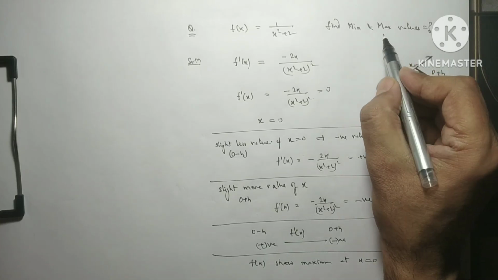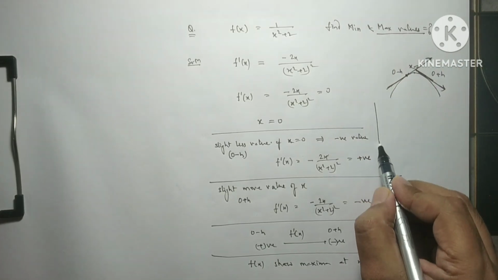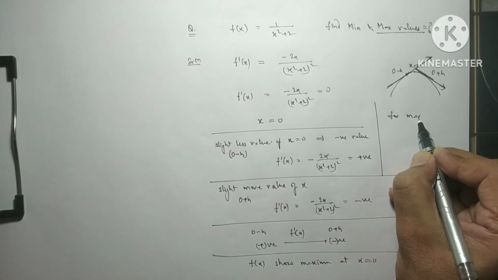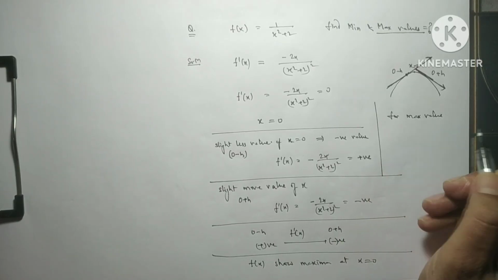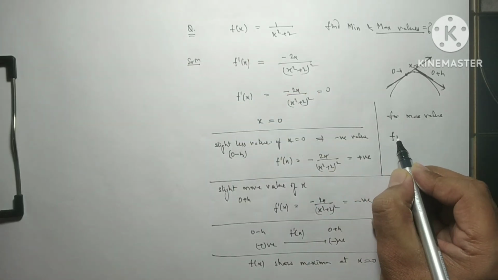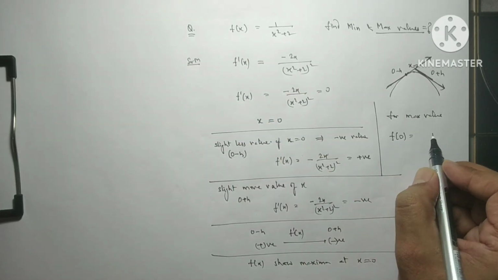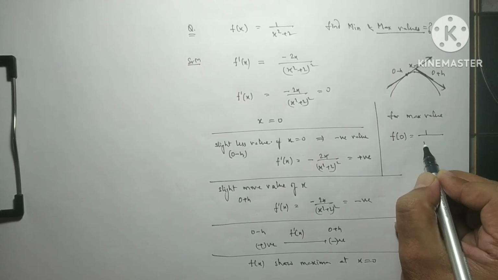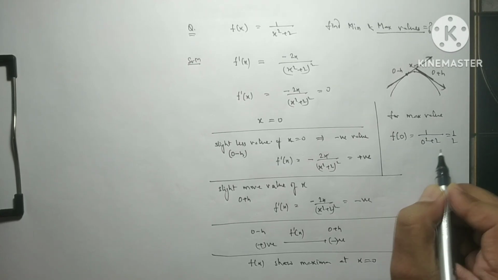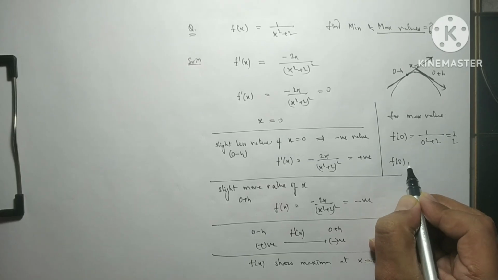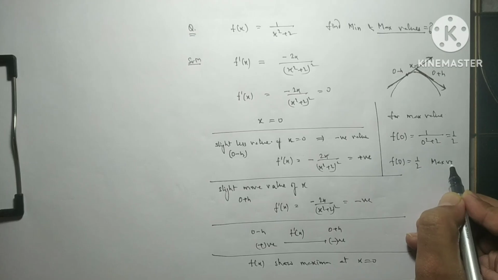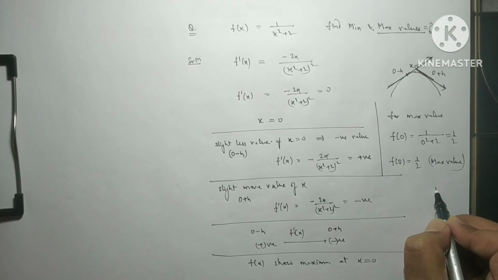And for the maximum value, we put this value in the function. So f(0) will be 1 over (0 square plus 2), so we get 1 by 2. So f(0) equals half. This is the maximum value. This is your answer.